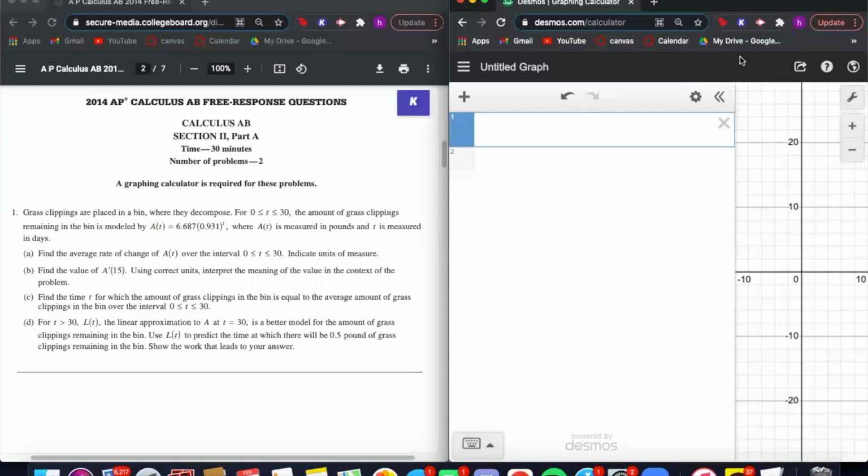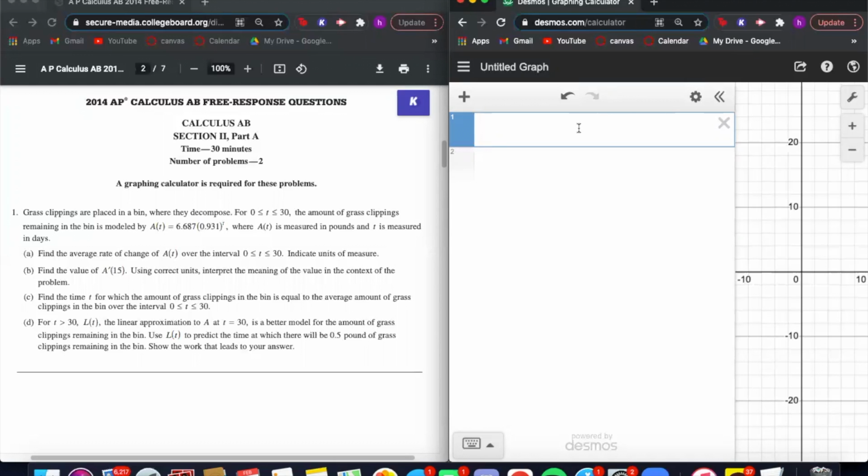Looking at letter A, it says find the average rate of change of A(t) over the interval 0 ≤ t ≤ 30, and we also have to indicate units of measure. I'll be displaying the formulas and the problems on the right side using Desmos, because we have to use a graphing calculator for this problem and also just for convenience.